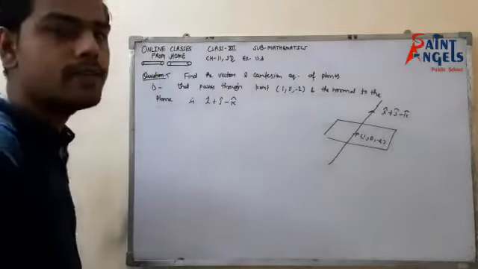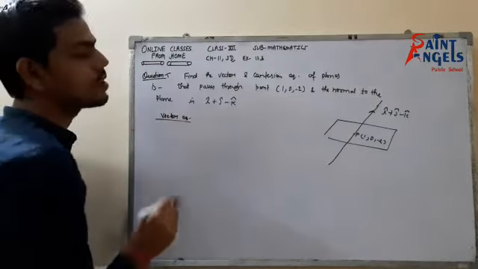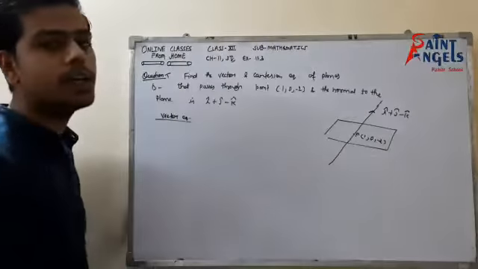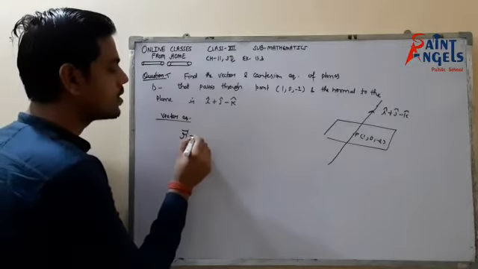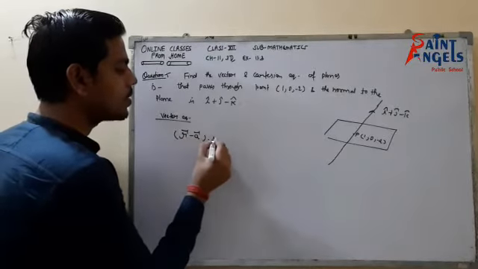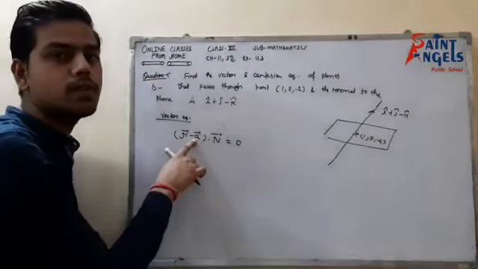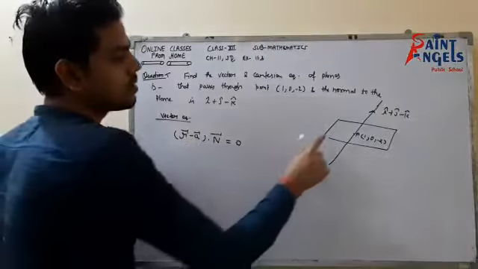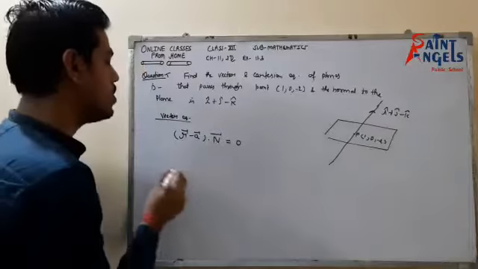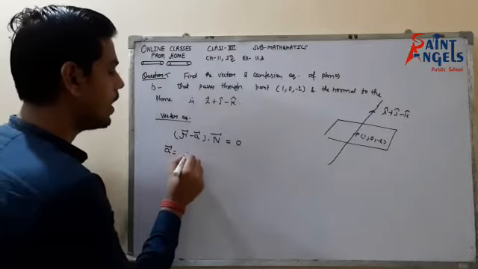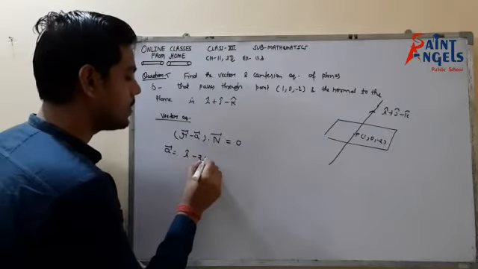So first of all, we'll find the vector equation. Now remember the vector equation. What was the vector equation? A plane passing through a point and perpendicular to a vector was (r vector minus a vector) dot n vector equals 0. Here a vector is the position vector of that point through which the plane is passing. So basically a vector is the position vector of point P (1, 0, -2). So now here a vector would be i cap plus 0 j cap, doesn't matter, and minus 2k cap.